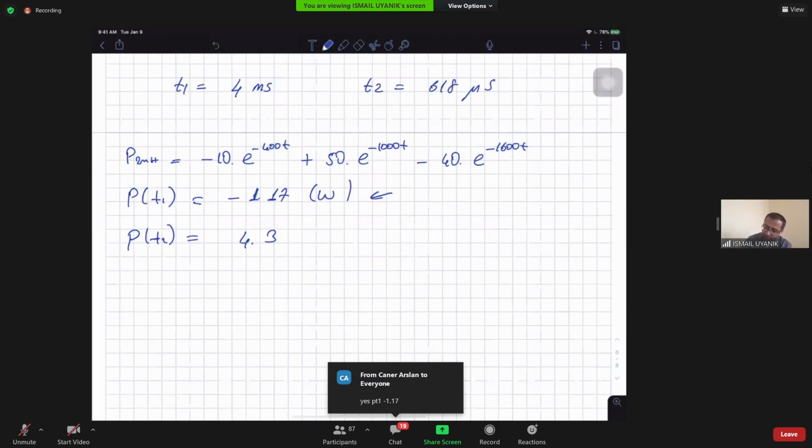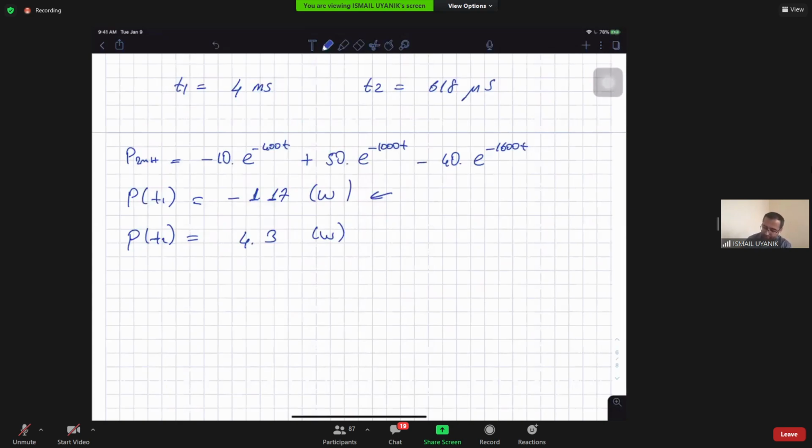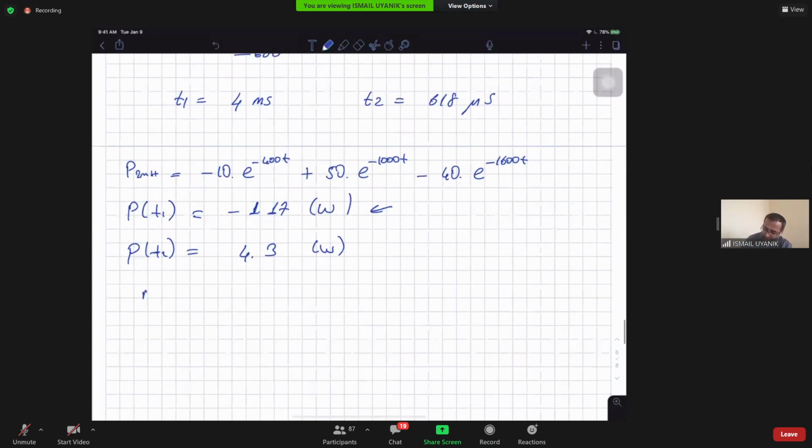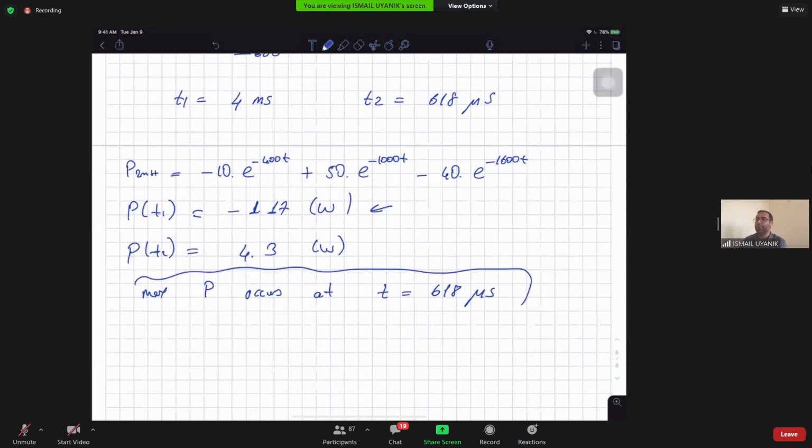So as you can clearly see now, we can say maximum power occurs at t equals 618 microseconds, right? So this is the time. Thank you everyone for helping. Let's see the next problem here.